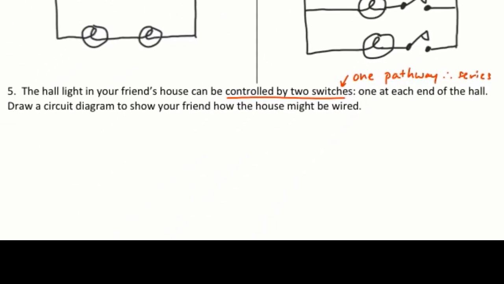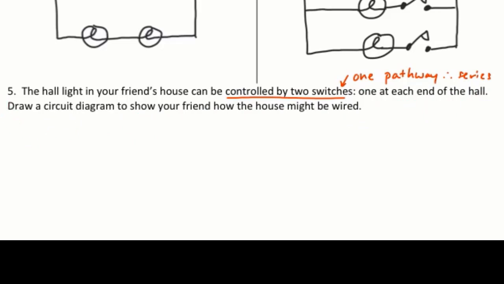All right, next question. The hall light in your friend's house can be controlled by 2 switches. Well, if it's one light being controlled by 2 different switches, it means those switches have to be on the same pathway as the light bulb. All 3 are on the same pathway. That makes it a series. Okay, so 1 at each end of the hall.